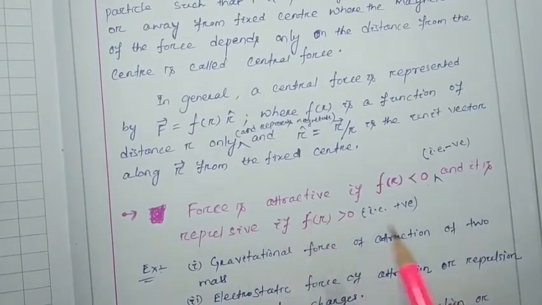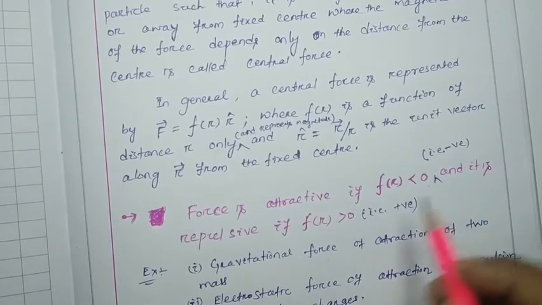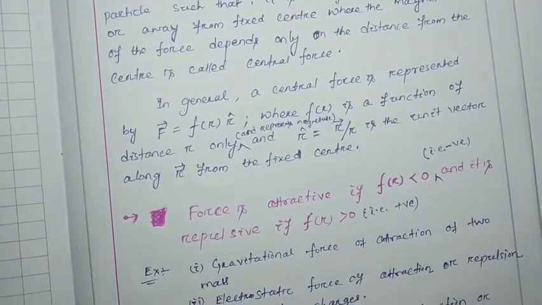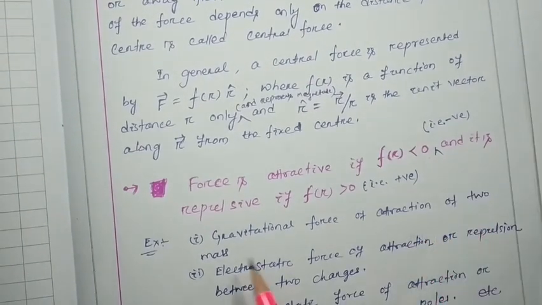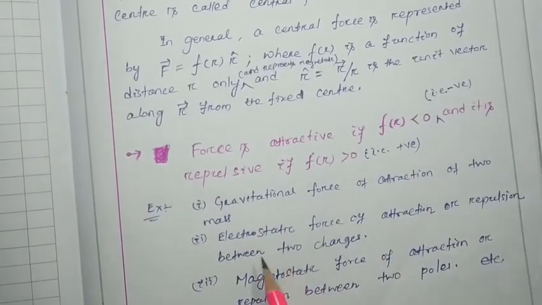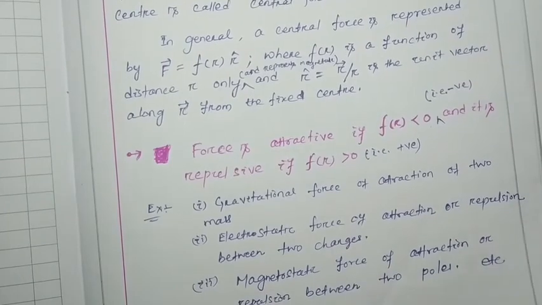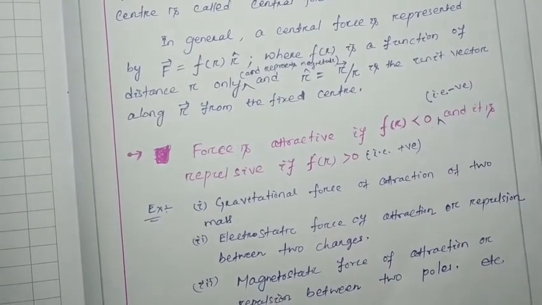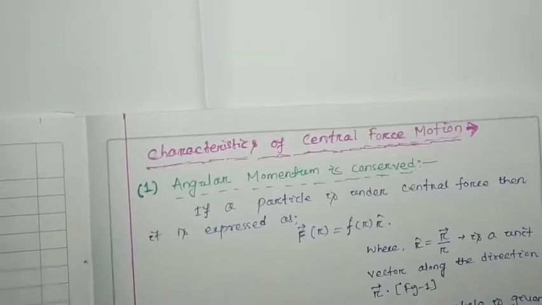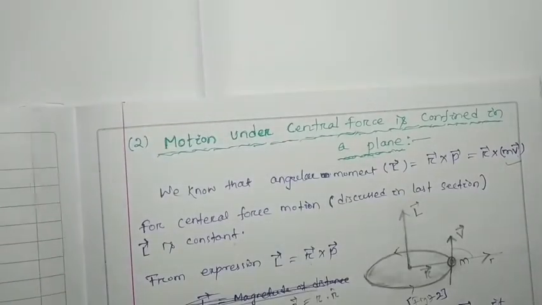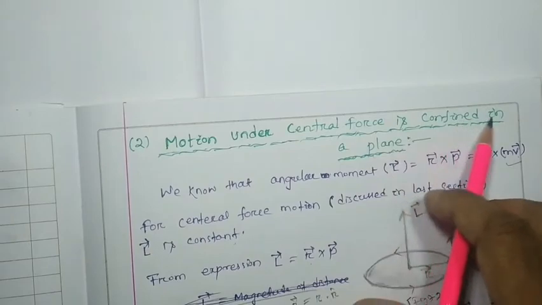Whenever we consider an attractive force, it has to be negative. For a repulsive force, it has to be positive. Two-mass gravitational attraction, electrostatic force, and magnetostatic force, the forces of attraction and repulsion, are also called central force. And these are the characteristics of the central force. Angular momentum should be conserved, and your motion under central force is confined in a plane.